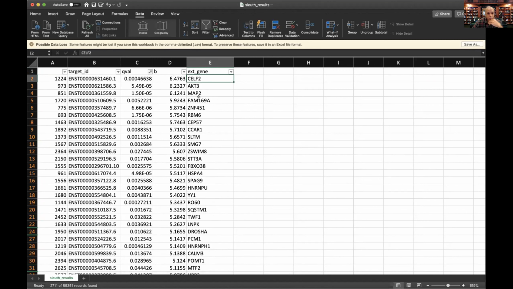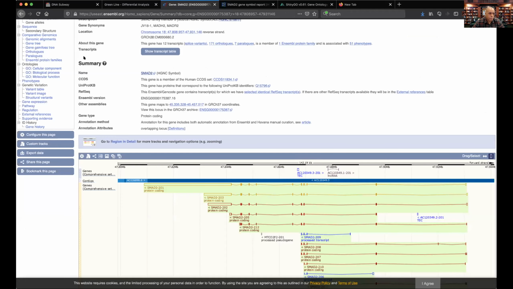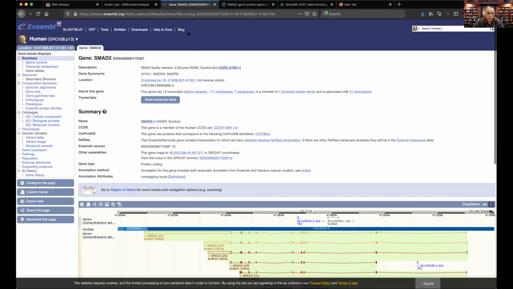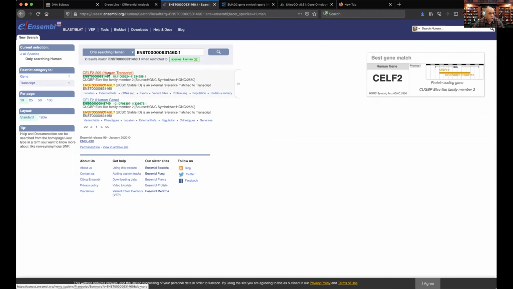Now what I want to do is take a look and see what some of these genes are. And I could do that one by one. So let me just take one of them, the first one, CELF2, and I don't happen to know what that is. But as you know, we can go ahead and take a look on Ensembl. We can go back and I can search in human, I can paste it there. And see what it tells me.